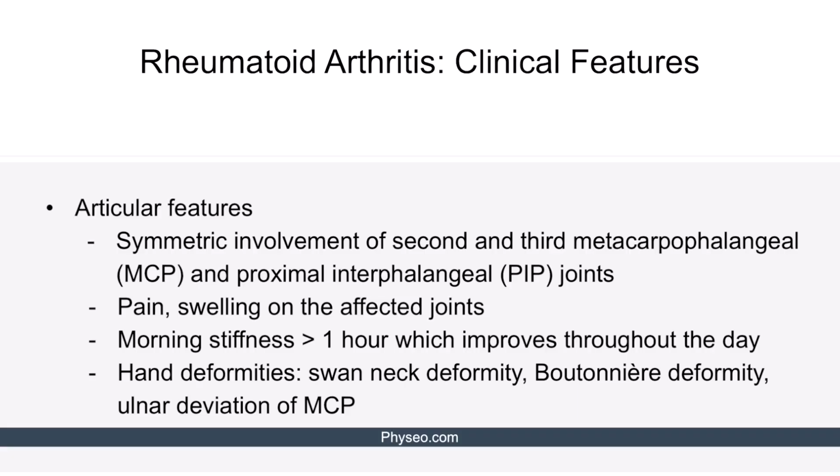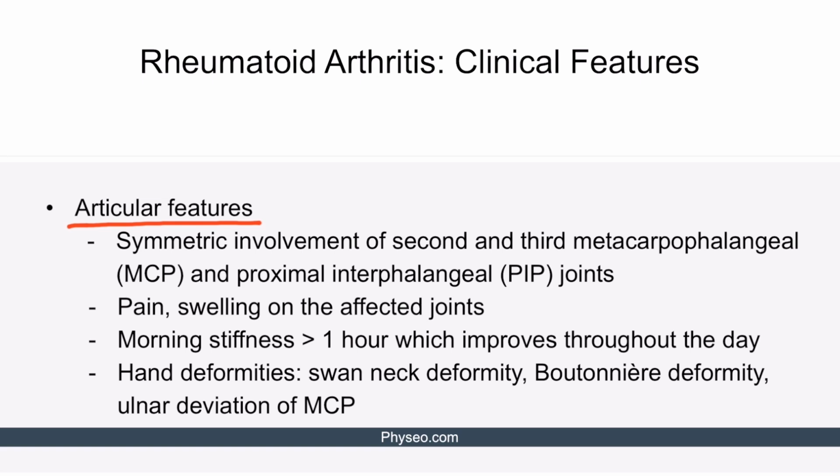When it comes to the clinical features, rheumatoid arthritis presents with articular and extra-articular features. So let's start by describing the articular symptoms. Rheumatoid arthritis commonly presents with symmetric involvement of the second and third metacarpophalangeal and proximal interphalangeal joints. Due to the inflammation and eventual pannus formation, patients complain of pain and swelling of the affected joints.